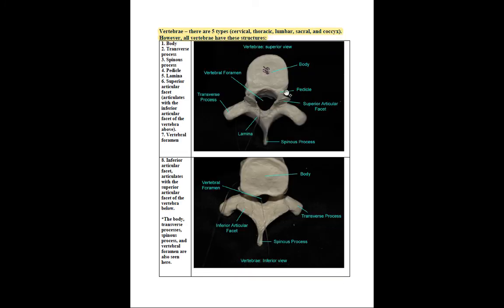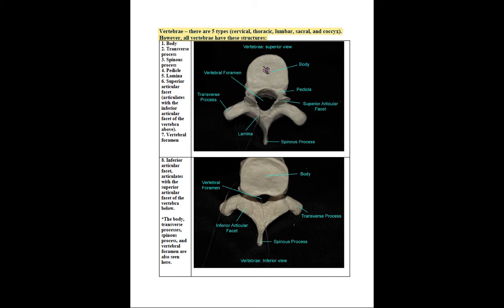For the vertebra, remember that you're going to have 5 different types. You have the cervical, thoracic, lumbar, sacral, and coccyx. With the cervical, thoracic, and lumbar, you have 7 cervical vertebrae, 12 thoracic vertebrae, and then 5 lumbar vertebrae.